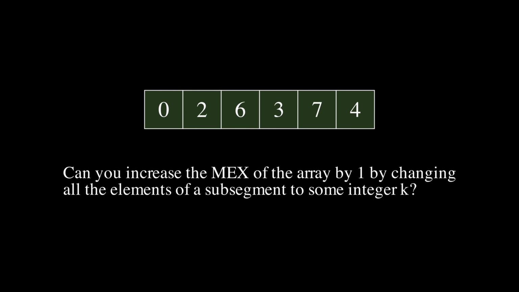In this problem from today's Codeforces round, you're given an array of non-negative integers. You want to know if you can increase the mex of an array, the minimum excluded element, by exactly 1. To do this, you can take exactly one subsegment of the array and change all its elements to some integer k. You have to output yes if you can do it, and output no if you can't.